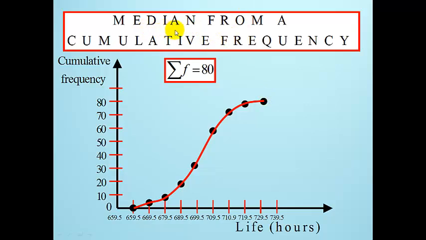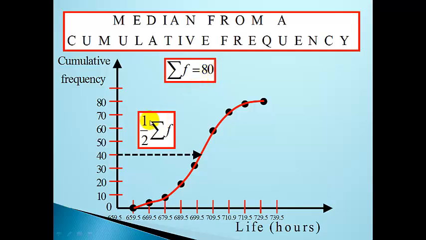Now, assuming we are supposed to find the median from a cumulative frequency, take note that the total cumulative frequency gave us 80. If you want to find the median, what you have to do is to take half of sigma f, the summation of the cumulative frequency, which is 80. So half of 80 will give us 40. So we trace 40 till where we touch the cumulative frequency curve. Then we trace it vertically downwards to the x-axis, and we read the value on the x-axis. Now from this graph, the value is 701.5. That means that the median from the cumulative frequency curve is 701.5.